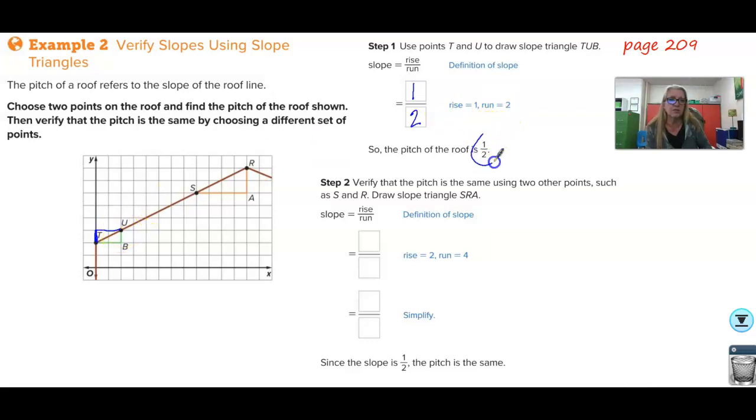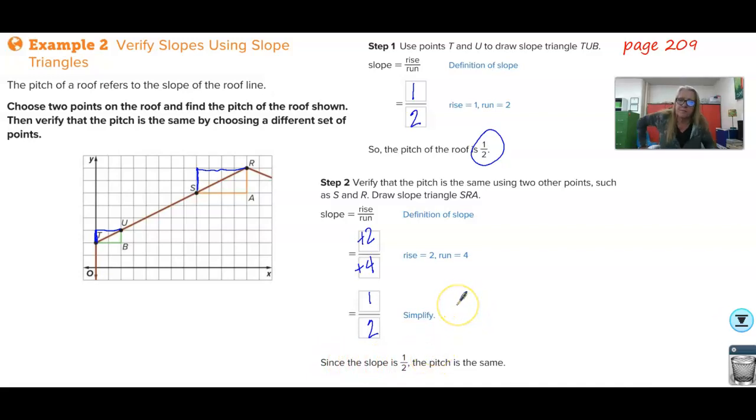Let's see, it says the pitch of the roof is 1/2. Verify that the pitch is the same using 2 other points, S and R, okay? Well, from S to R, we'd have a triangle that looks like this. It would be up 2 and right 1, 2, 3, 4, right 4. This also reduces to 1/2, and since the slope is 1/2, the pitch is the same.